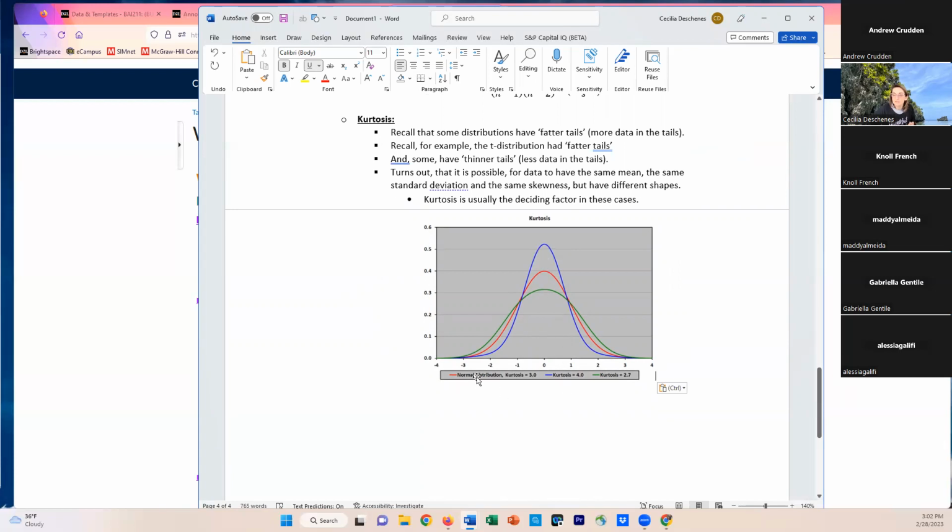If you notice in the middle, you'll see a red curve. That's a normal distribution, and its kurtosis is given as a 3. So a normal distribution will always have a kurtosis of 3. The blue higher peaked one has a kurtosis of 4. And the green kind of squashed one, if you will, has a kurtosis of 2.7.